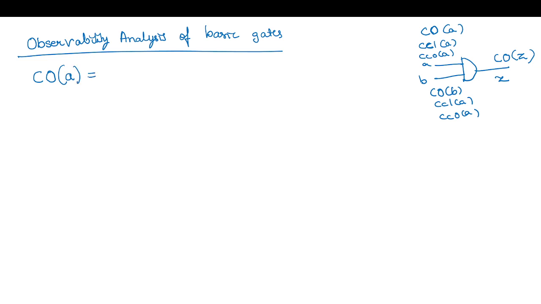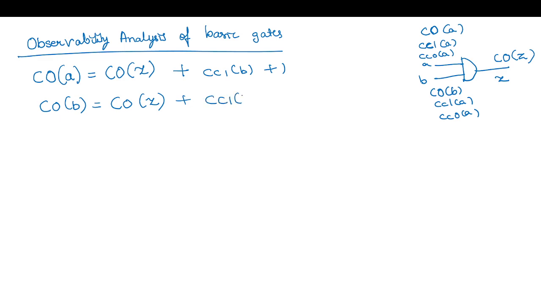To observe A here, the A value we should get at Z, so we need the observability at this point, plus we have to control this value to a non-controlling value. So to obtain CO of A, we should have CO of Z, and this previously computed CC1 of B. Similarly for B, it will be CO of Z plus, again, a non-controlling value is needed at A.